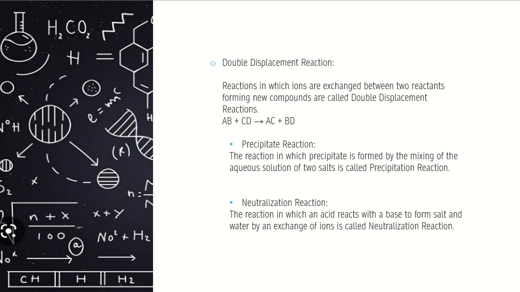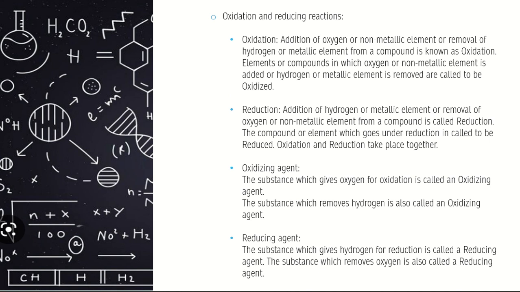One is the precipitate reaction, which is the reaction in which precipitate is formed by the mixing of aqueous solution of two salts is called precipitation reaction. Then we have neutralization reaction. The reaction in which an acid reacts with a base to form salt and water by an exchange of ions is called neutralization reaction. Next, moving on to oxidation and reducing reactions.